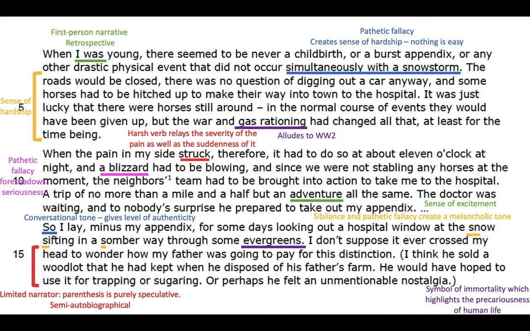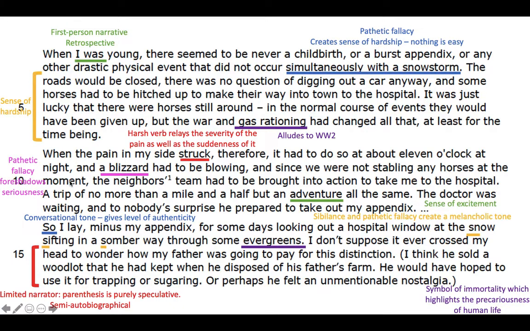Despite that, she does feel like it's a bit of an adventure. So there is a sense of excitement, maybe because she's living in a rural community and maybe it's quite monotonous. And so this is something a little bit different. And so she is somewhat excited.